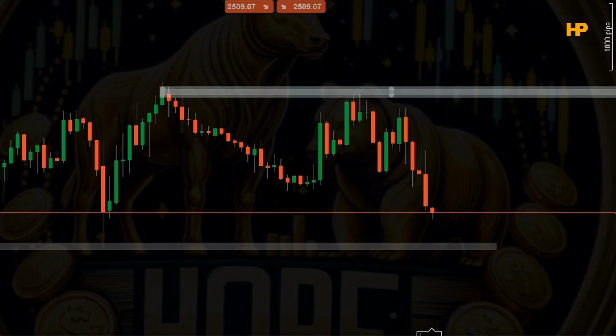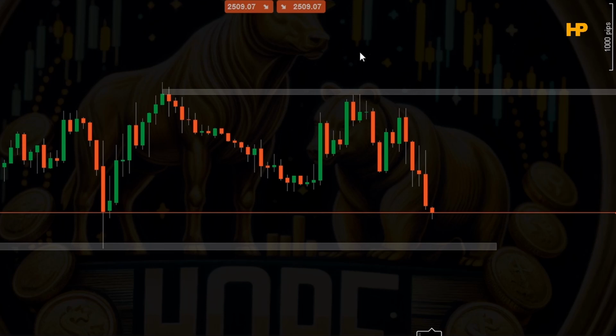Challenge for you. Pull up a chart on USD CAD. Find a rally, base, and drop. Mark the supply zone and share your findings in the comments.